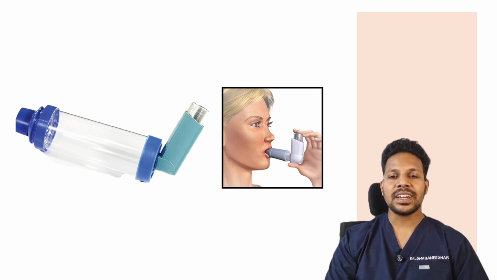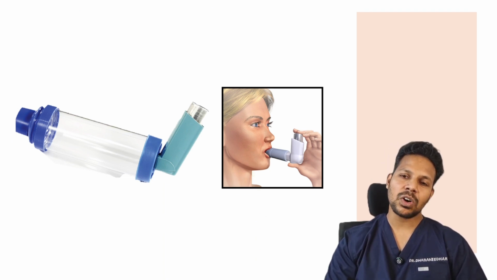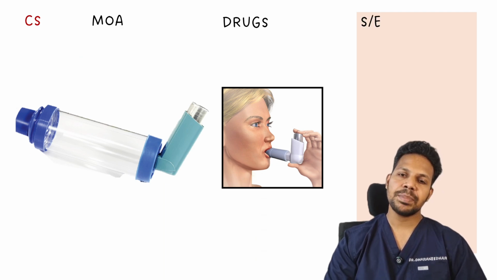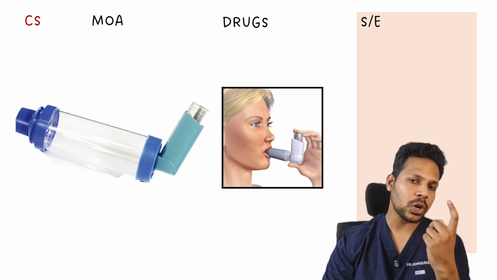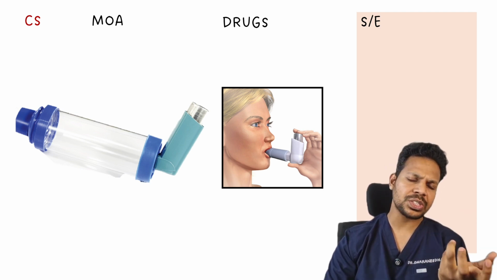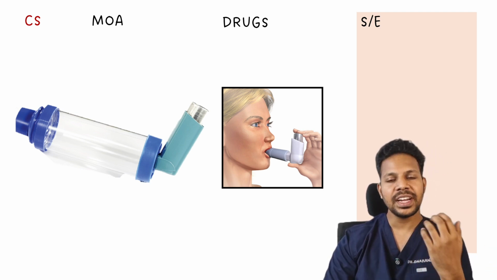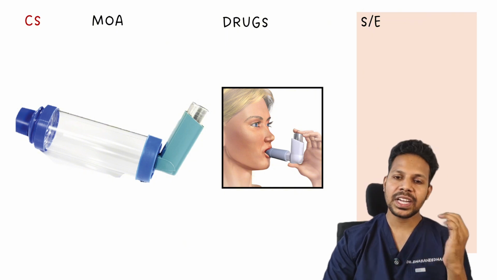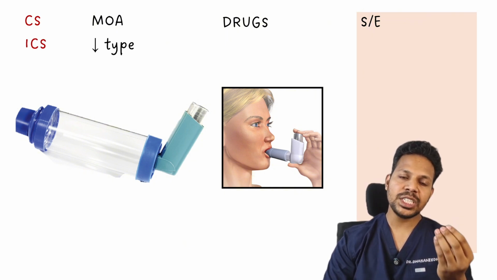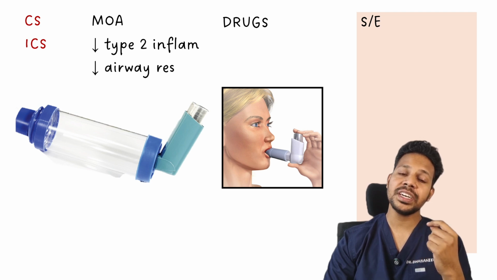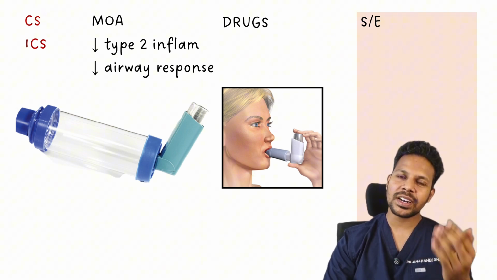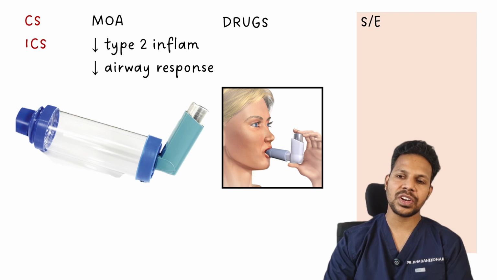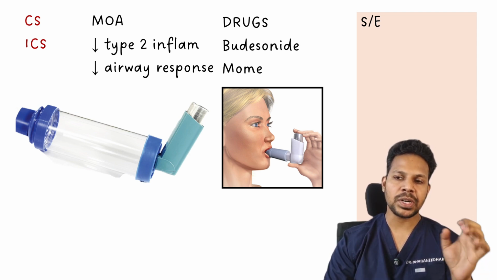Now let's look at the drugs deeply. Let's start with the corticosteroids. The corticosteroids that we can use in a patient of bronchial asthma can be inhaled corticosteroids or oral corticosteroids. In severe cases, we can also use intravenous corticosteroids. The inhaled corticosteroids will reduce the type 2 inflammation and reduce the airway responsiveness. The common drugs that we use under this are budesonide and mometasone.